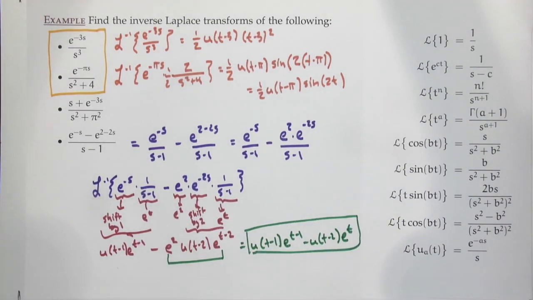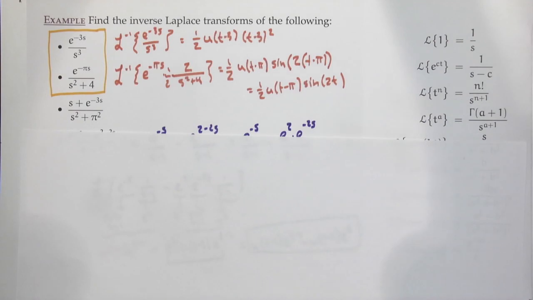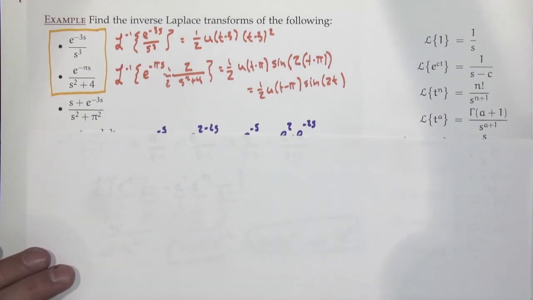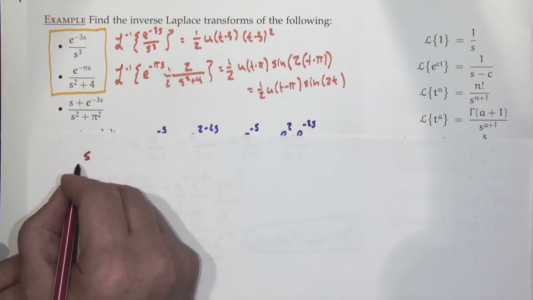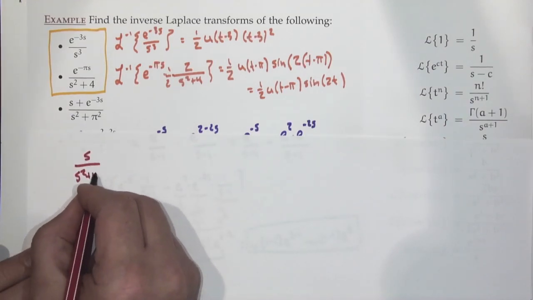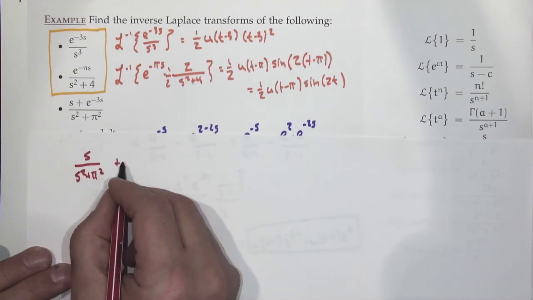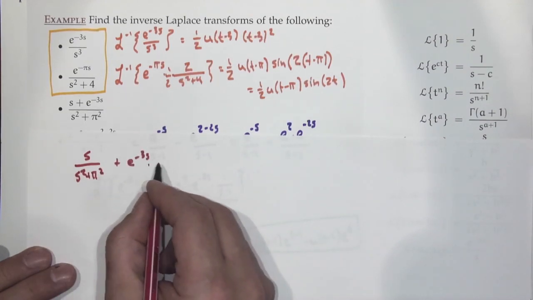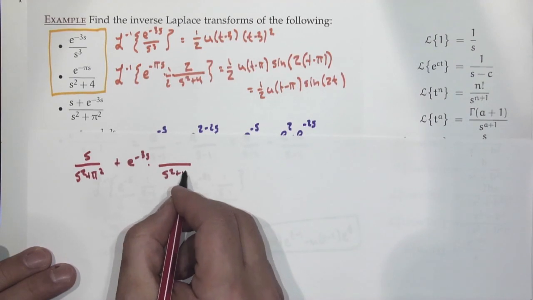All right. Well, a minute left. Should we try to tackle this last one? Yeah. Let's do it. All right. So if we're going to tackle this last one, well, what do we need? More space. But what should we do here? Yeah, pull it apart. So this is s over s squared plus pi squared plus e to the minus 3s over s squared plus pi squared.